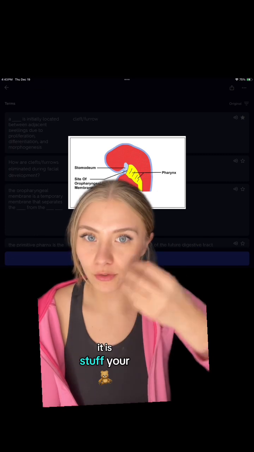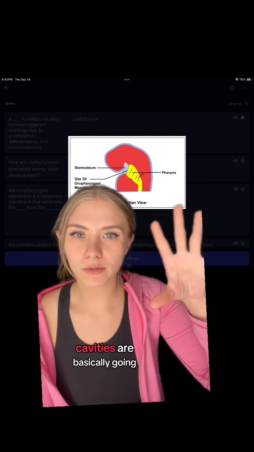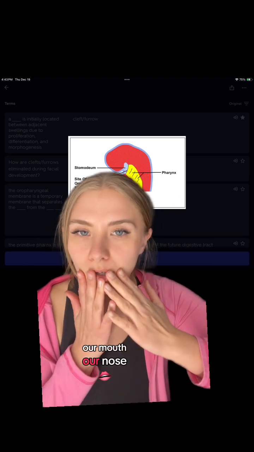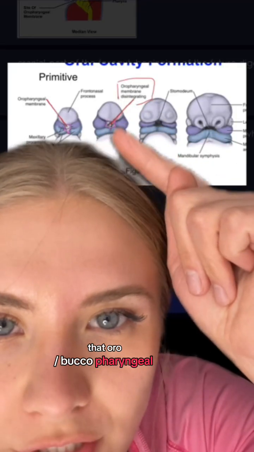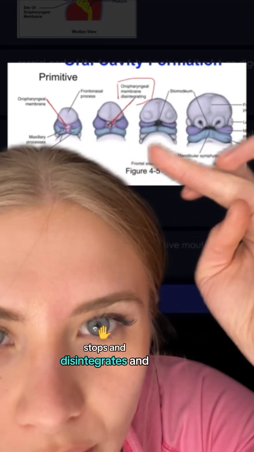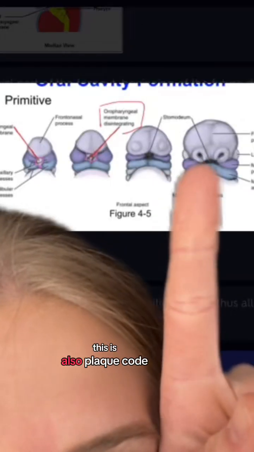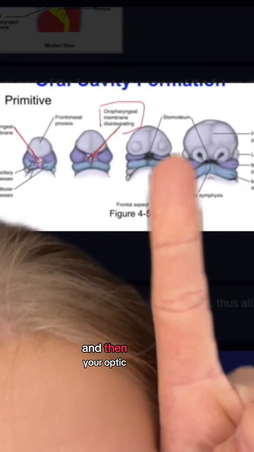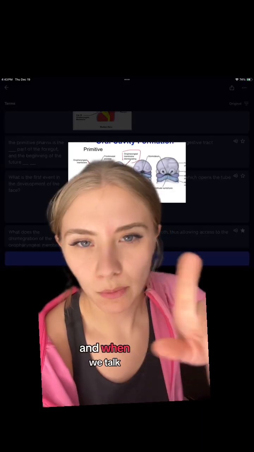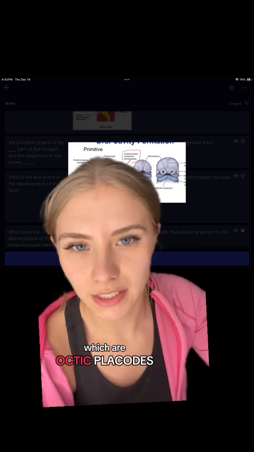The way I remember it is stuff your face or stuff your mouth, because it's starting to develop an oral cavity. Cavities are basically going to be starting to make placodes, which are special sense organs. Our eyes, our ears, our mouth, our nose. That oro/buccopharyngeal membrane starts and then eventually it stops and disintegrates and becomes the stomodeum and becomes that open oral cavity. This is also placode right here. It's your nasal placode, and then your optic placode, because it's your nose, and then your eyes on the side. And eventually you're going to have your ears, which are otic placodes.